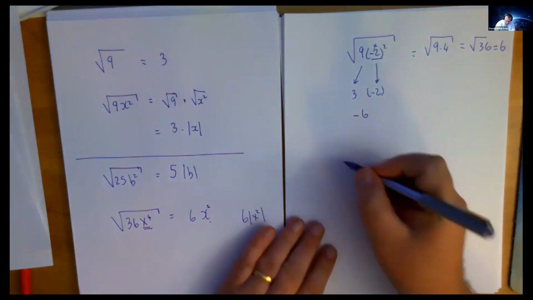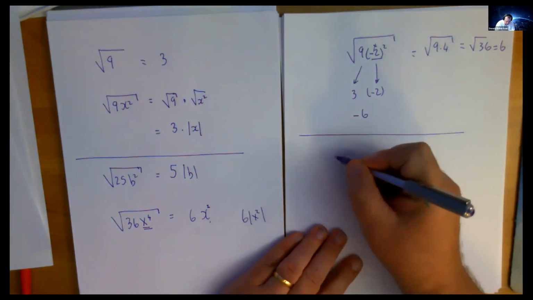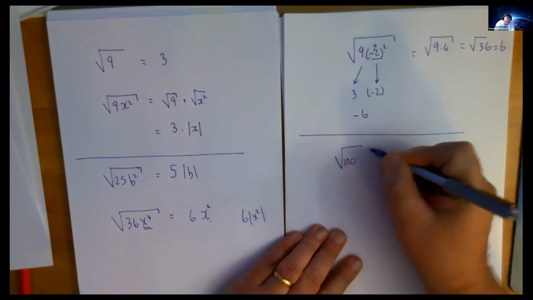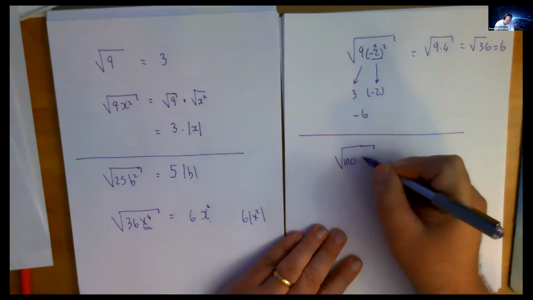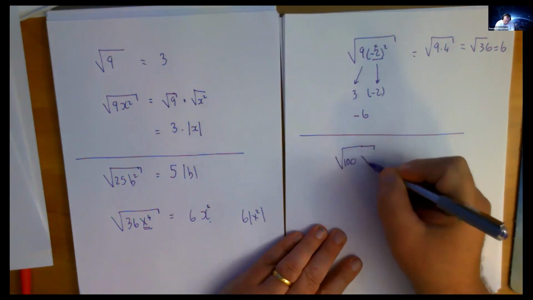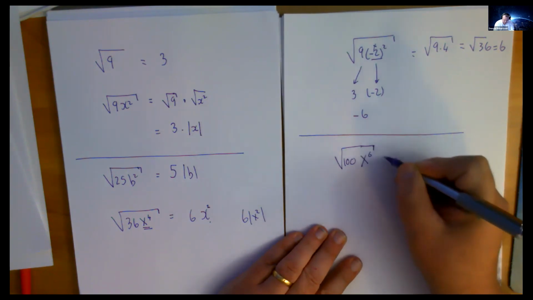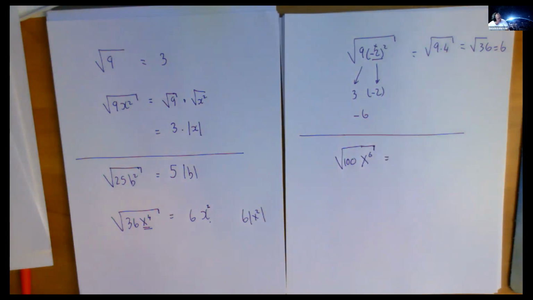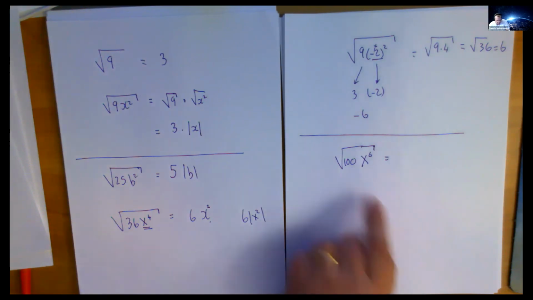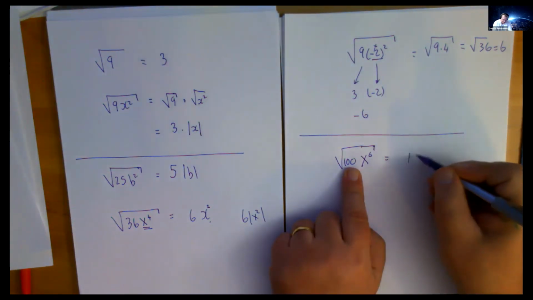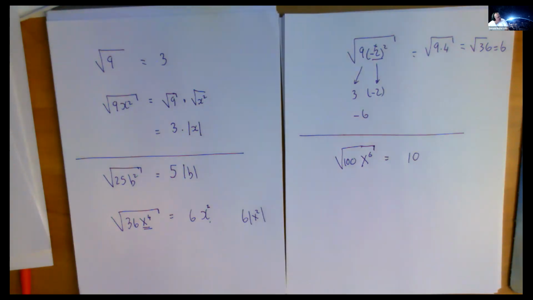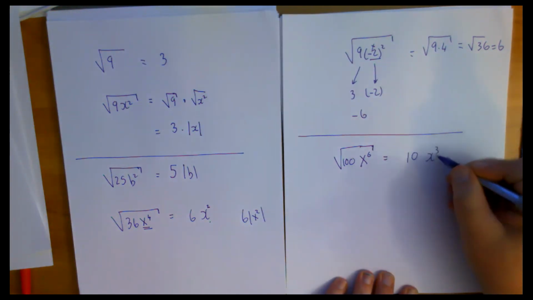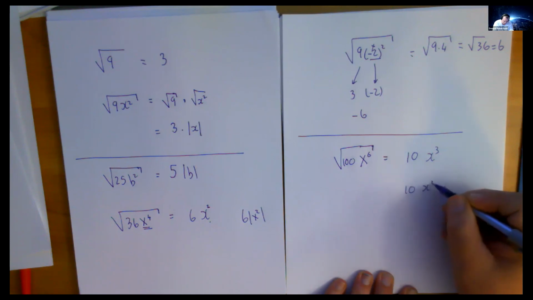What would the square root of 100, I'm running short of x's to do here, x to the 6 get you? And this is probably at the extreme end of this. The square root of 100 is 10. What about x to the 6? What do you get when you do the square root of x to the power of 6? x cubed. Now here's the question. Only one of these is right.